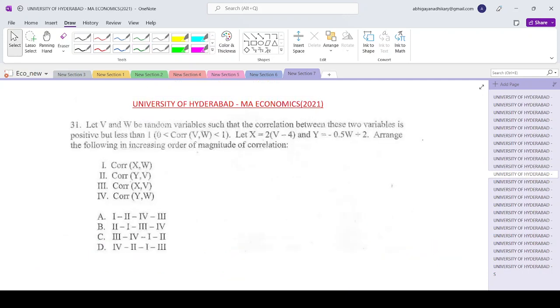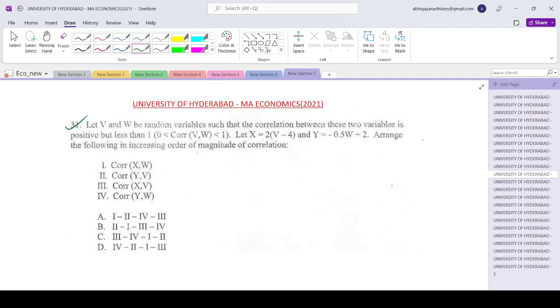So now let's move on to another question of the paper, which is question number 31, which says: let V and W be random variables such that the correlation between these two is positive but less than 1. And let x equal 2 times v minus 4 and y equal minus 0.5 w plus 2. Arrange the following in increasing order of magnitude of correlation. So these are the four things that we need to arrange.